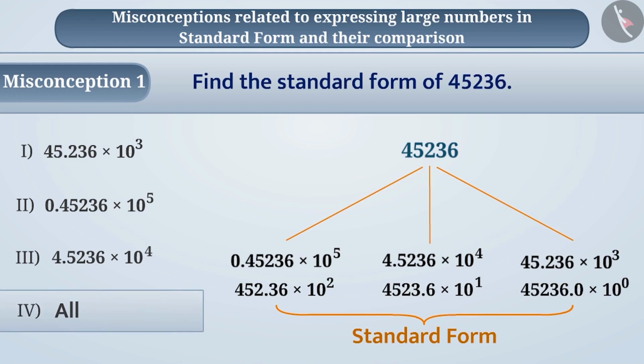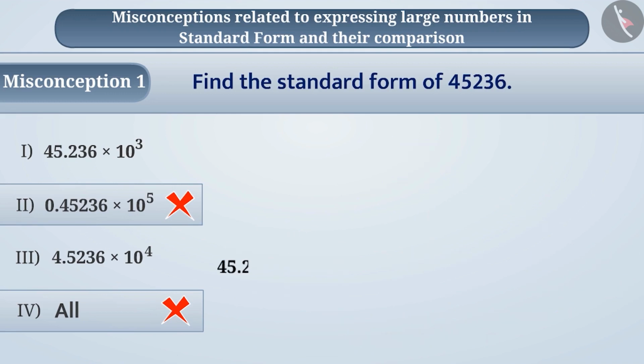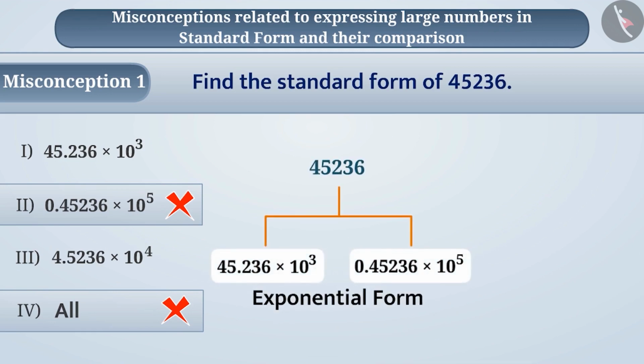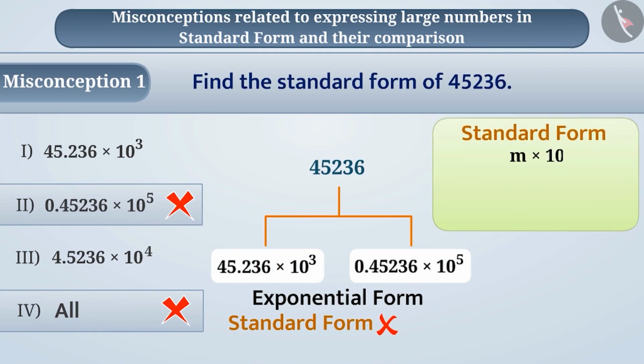Some students believe that the standard form of the number is expressed as in option 2, but this is also a wrong understanding. Hence, option 2 is an incorrect answer. The correct understanding is that both 45.236 into 10 to the power of 3 and 0.45236 into 10 to the power of 5 are exponential forms of the given number, but they are not the standard forms. It is because the standard form of a number is written in the form m into 10 to the power of p, where the value of m can be equal to or more than 1.0, but less than 10.0, and p is an integer.